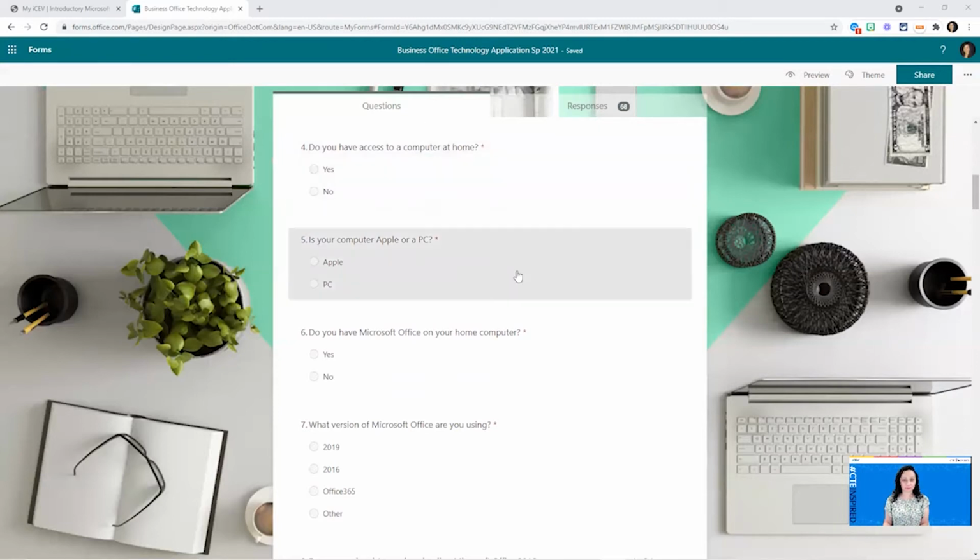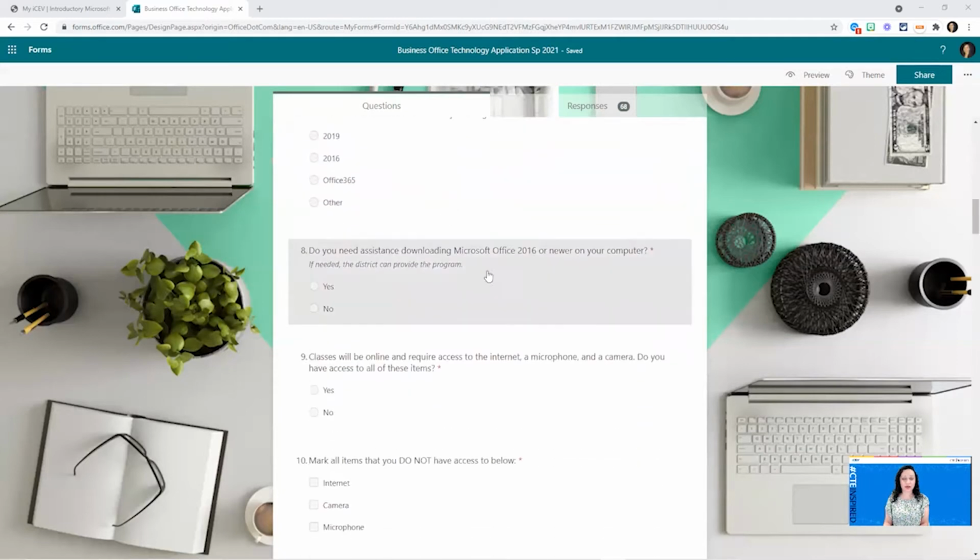Okay, so some of the first questions that I have in here, I'm not going to go into too much detail just for the sake of time, but these are questions that I came up with because I need to know where my students are at as far as just the basic technology. Do they have the computer? Do they have Microsoft Office on their computers? And do they have a microphone and a camera and all the stuff that I was going to need for them to have as we were teaching online?